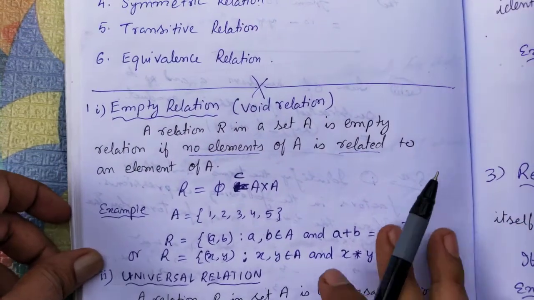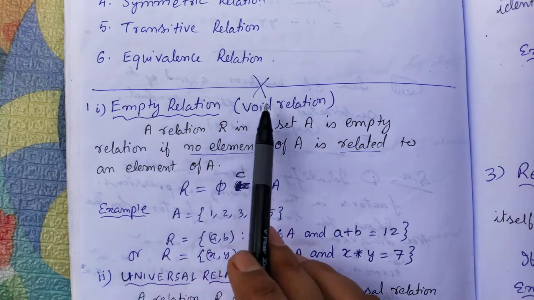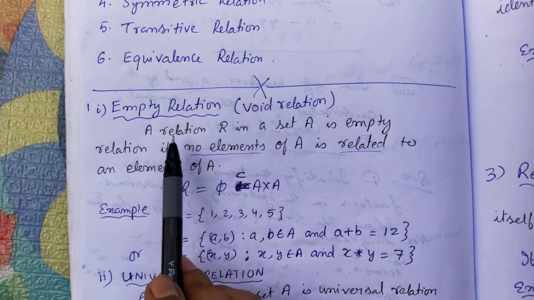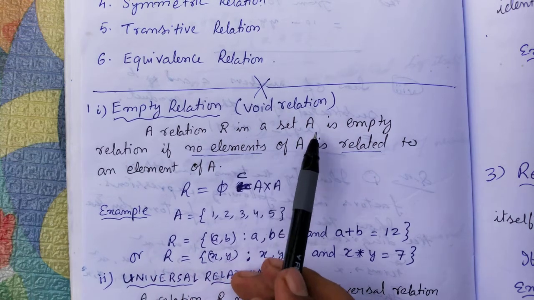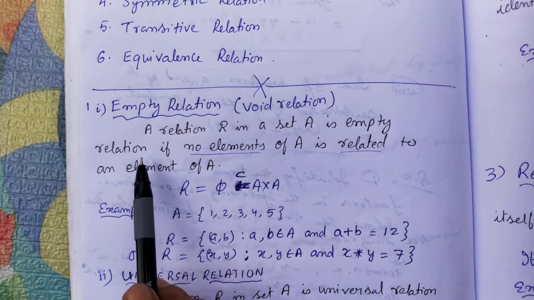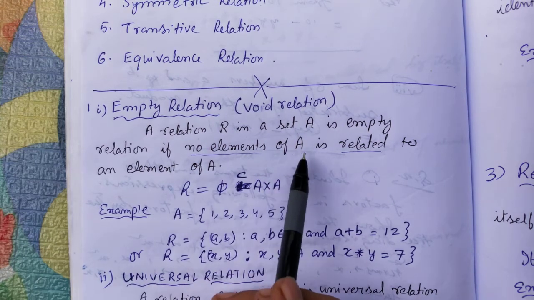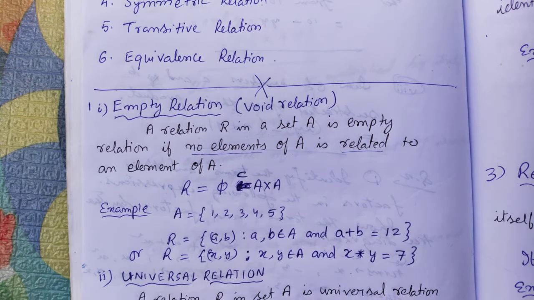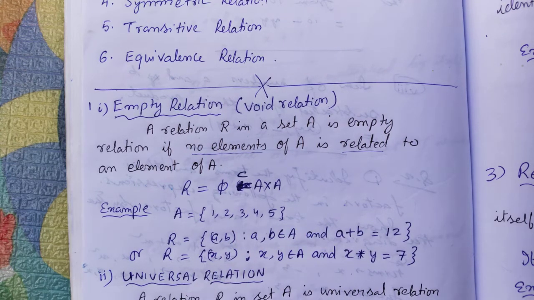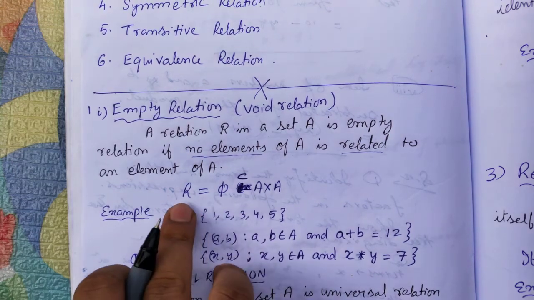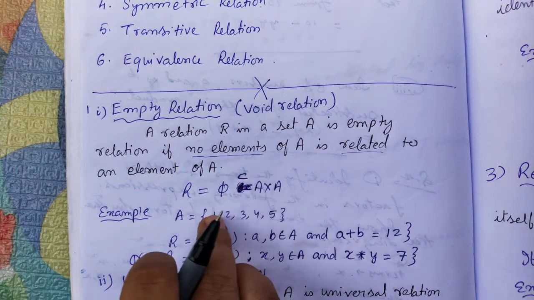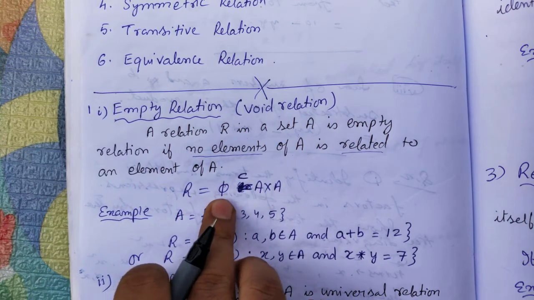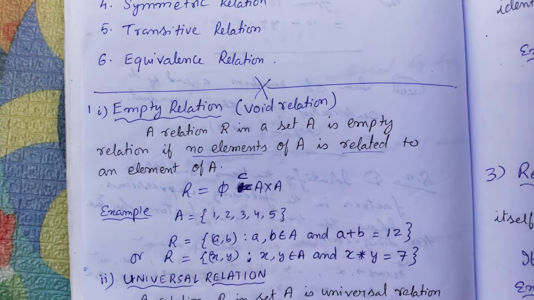Let's go to empty relation. Empty relation is also called a void relation. Let's go to the definition. A relation R in a set A is an empty relation if no element of A is related to an element of A. If there is no relation, we call it empty relation. Mathematically we represent R equal to phi, which means the null set or empty set is a subset of A cross A.